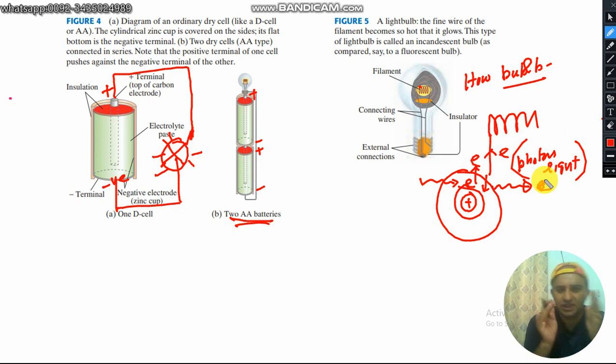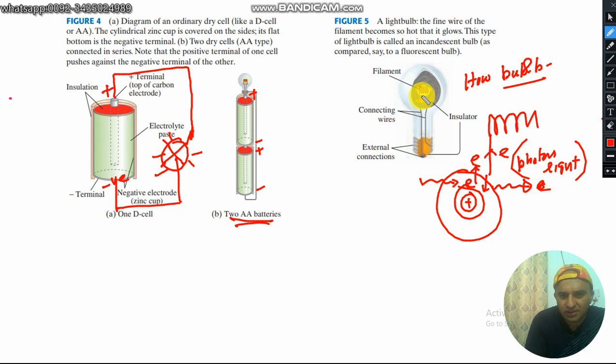Again, I repeat, when electrons flow through the filament in the light bulb, the electrons in the filament are excited to a higher state, and when they de-excite, they emit radiation. They emit electromagnetic radiation in the form of light.